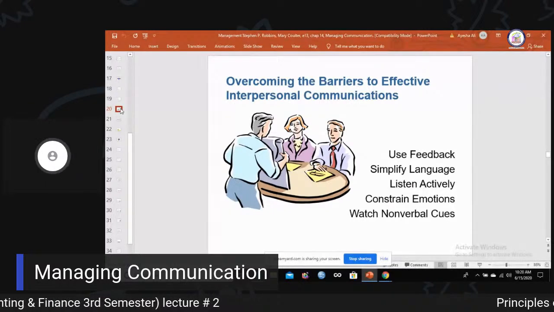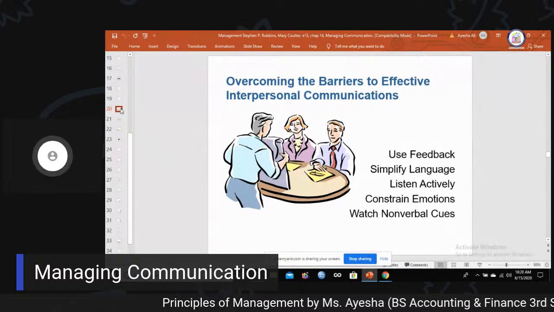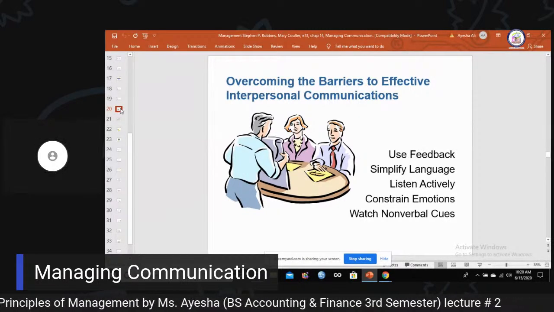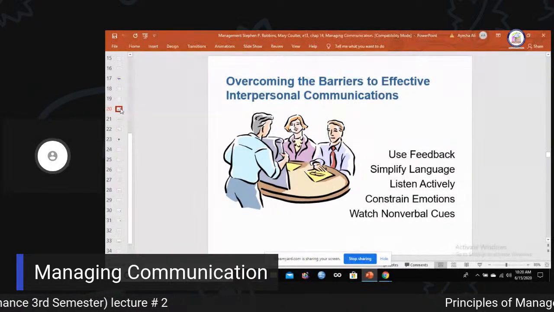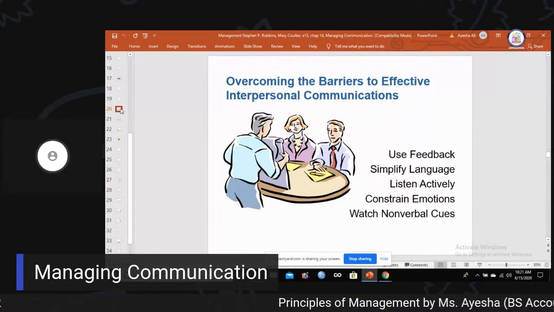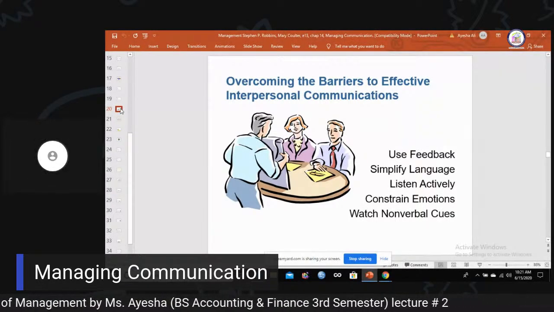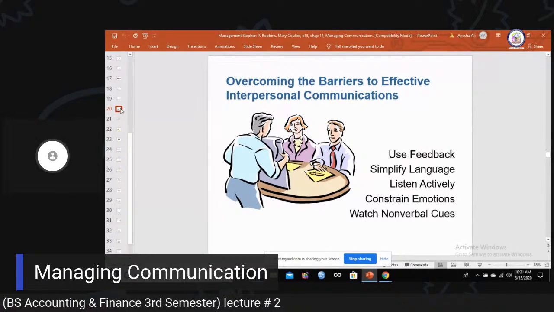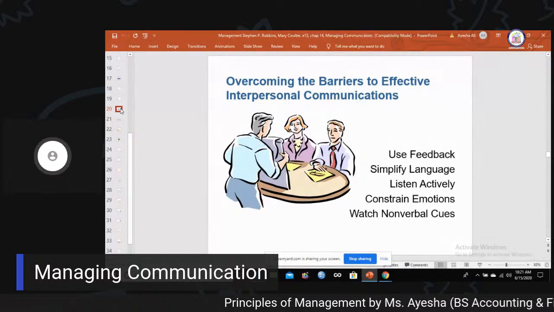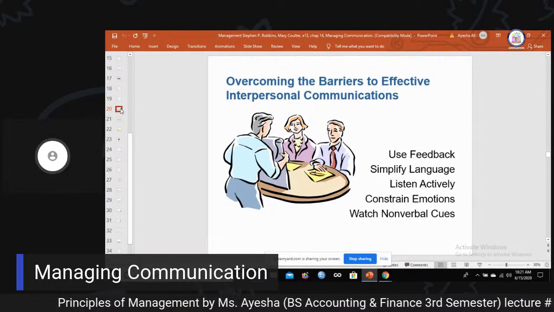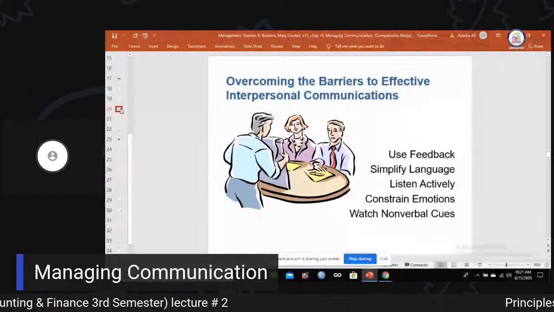Then we have simplified language. Everyone has different language, and there is some jargon which creates trouble for some individuals and some workers. So we have to simplify our language so the individual and worker can get it. Listen actively. We have to pay attention to what the sender wants to say, what the sender's intention is, and what he wants to make clear. So we have to listen actively.